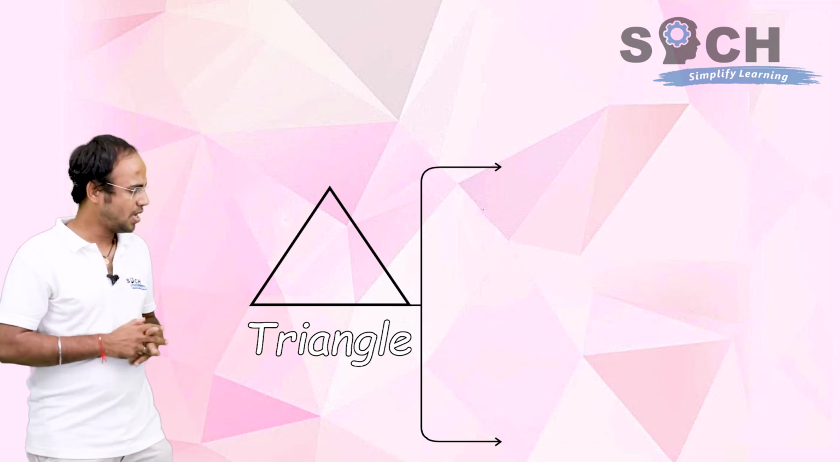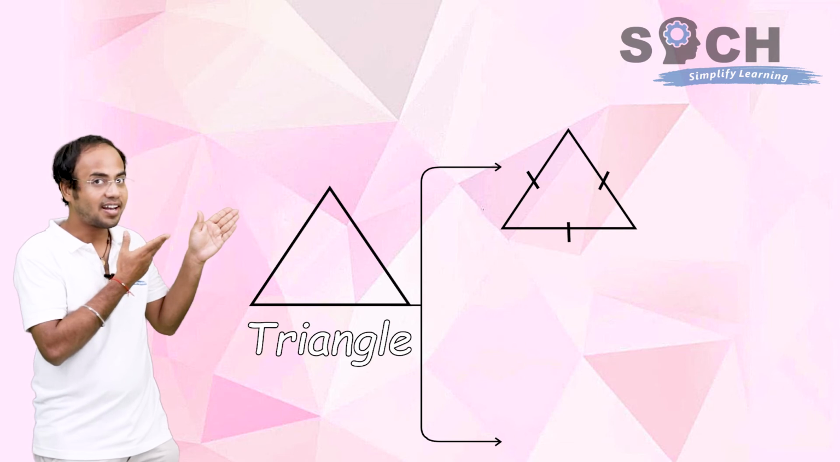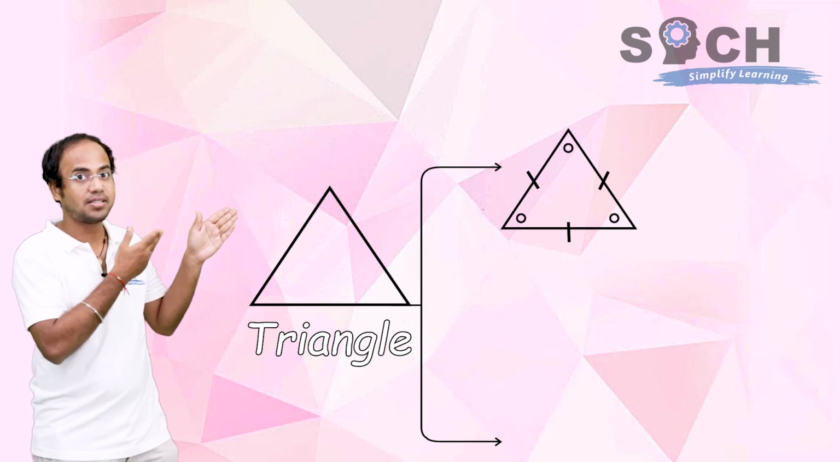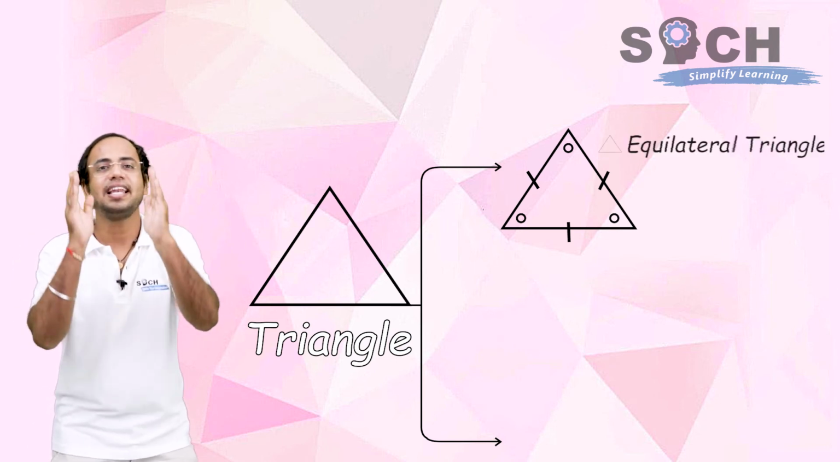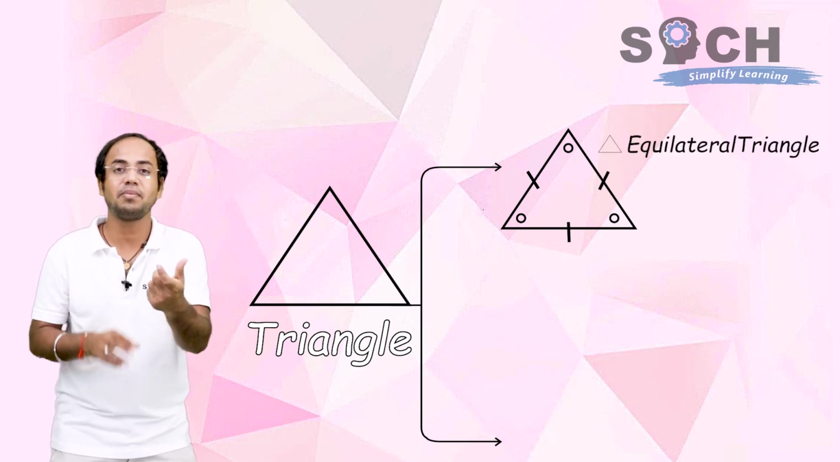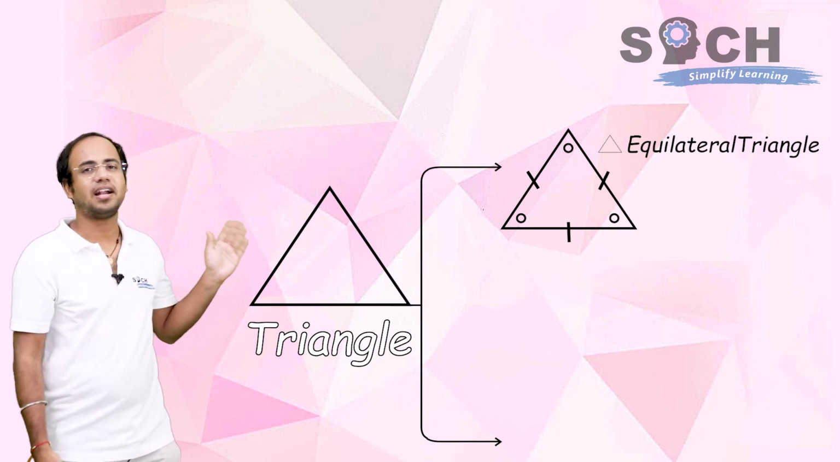Let me check out. Now a triangle could be like this. What do you see? All sides are equal. All angles you can see are also equal. Such a triangle is known as an equilateral triangle. Equi means equal, lateral means sides. All sides are equal. Equilateral triangle.